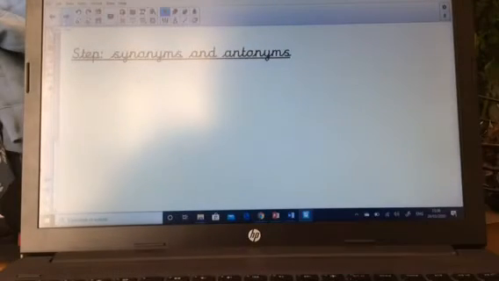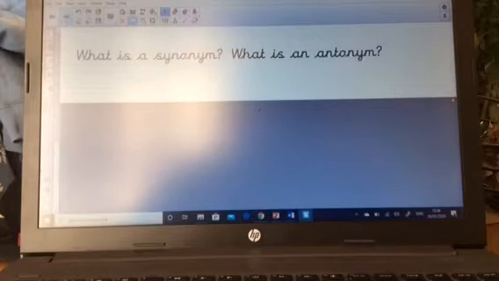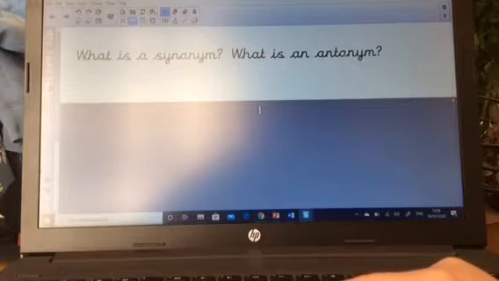Hello Year 6. So, during this lesson we're going to look at synonyms and antonyms. We're going to remind ourselves what they are and what we use them for and why they are necessary when we are writing. So first of all, what is a synonym? What is an antonym? Just have a think for a few moments.